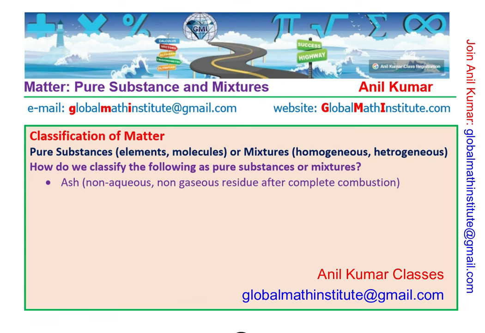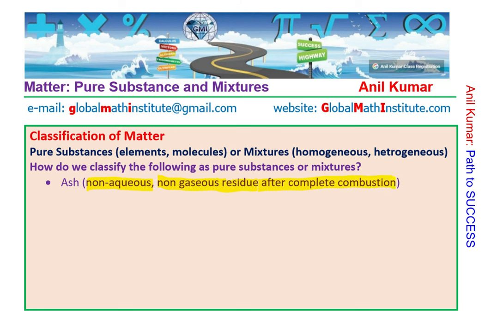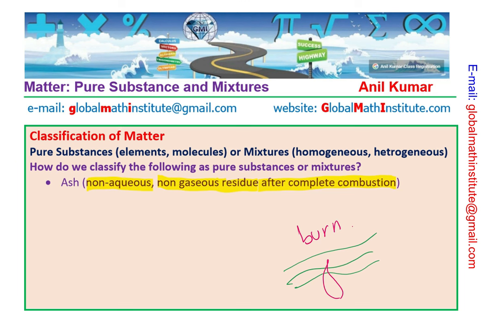Now, let's talk about the next item in the list, which is ash. Ash is something which remains after burning. So, we normally say ash is a non-aqueous and non-gaseous residue after complete combustion. So, that means that if we have some material, let's say, and we burn it, then what remains, the black dust which remains, is the ash. So normally the ash will be treated as a mixture.